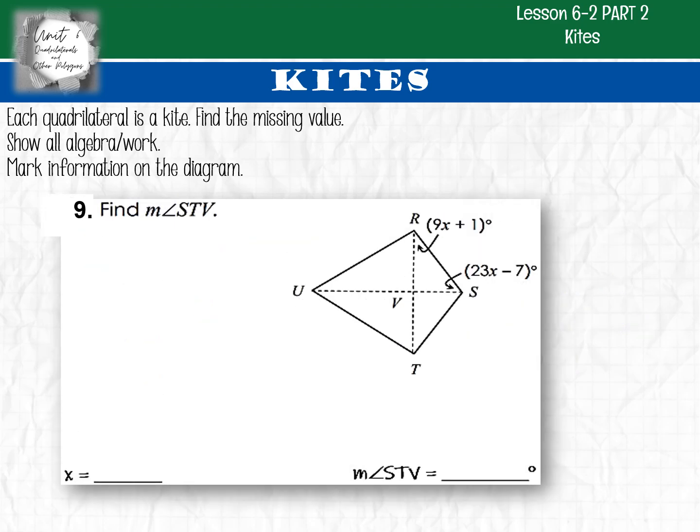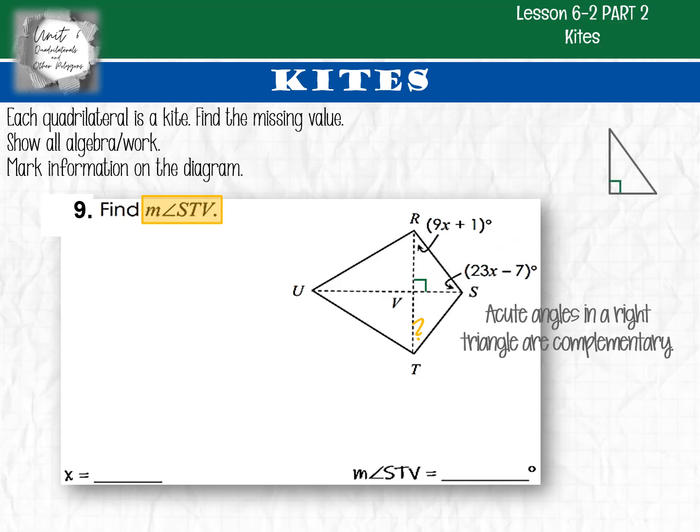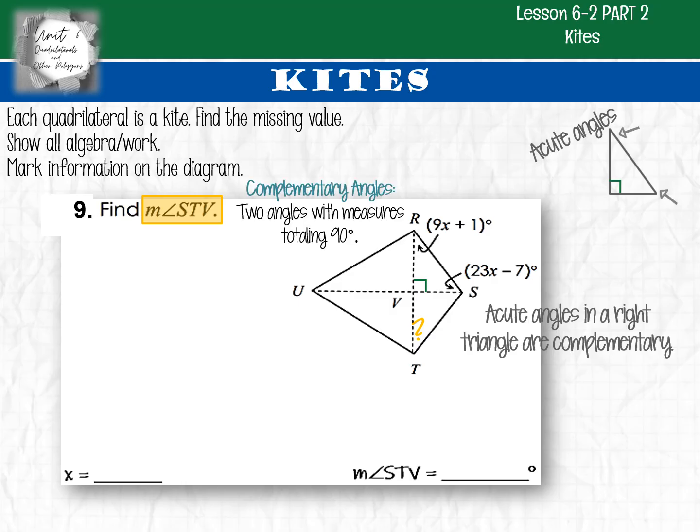Number 9, we're also looking for the measure of an angle. Measure of angle STV. Okay, that's going to be the same as the measure of angle VRS. Now the two that are marked are going to be complementary to each other, so they are going to add to 90 degrees. Let's see, there's a right triangle. Acute angles in a right triangle are complementary. So complementary angles, everything from day one's fair game: two angles with measures totaling 90 degrees.